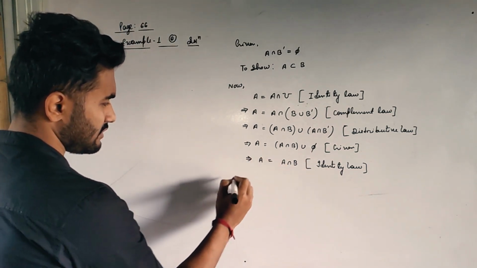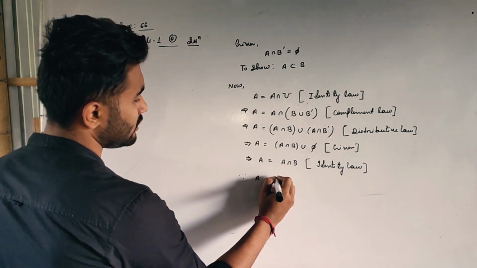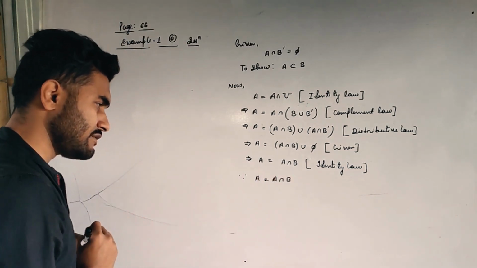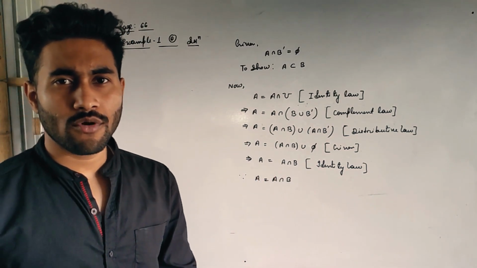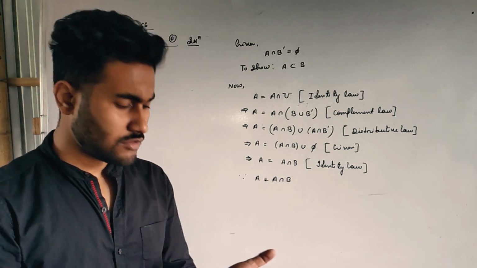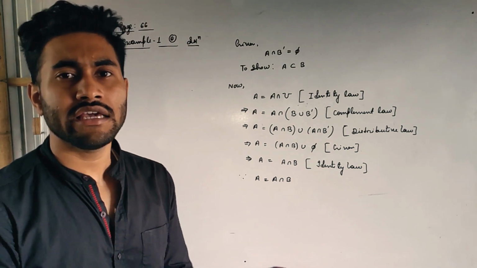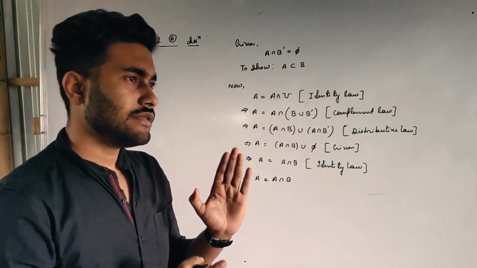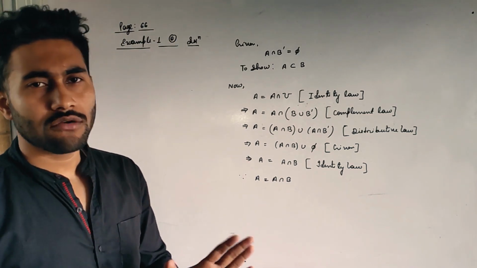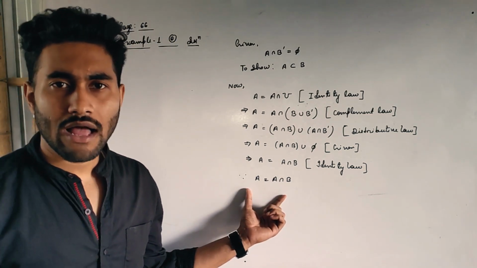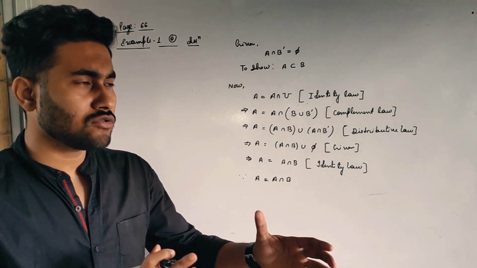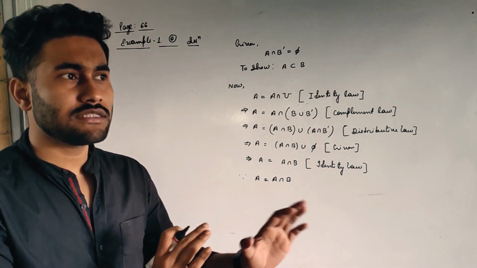See now, what does this statement mean? Since A is equal to A intersection B, what does this statement mean? To be good in sets, your Venn diagram must be clear. Any student whose Venn diagram is not clear can never be good at sets. That student may bring good marks, but he cannot be a good student in set. If a student has a clear Venn diagram, you can say he is good in sets.